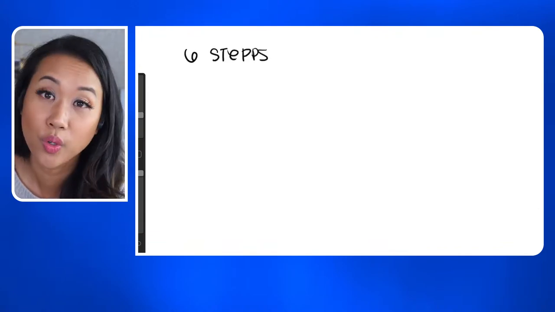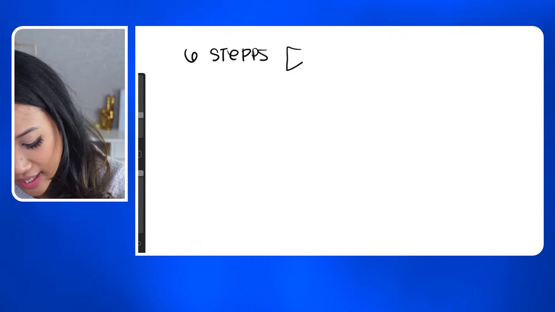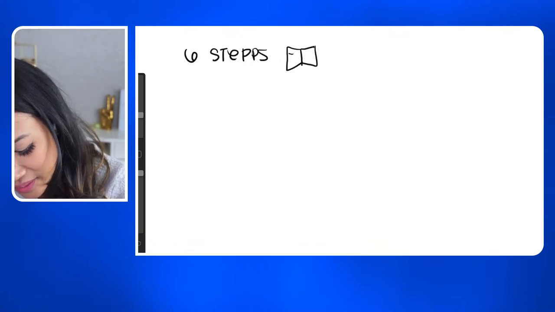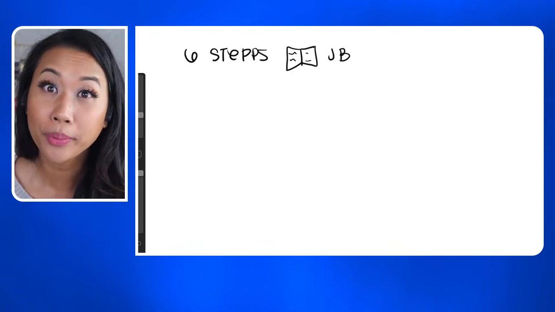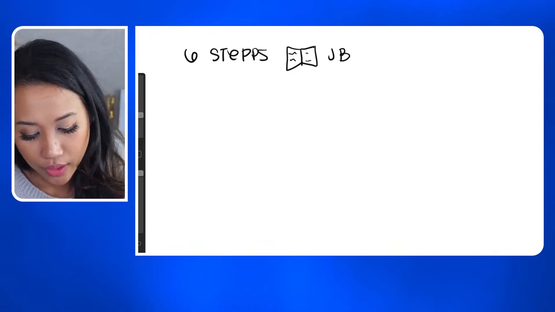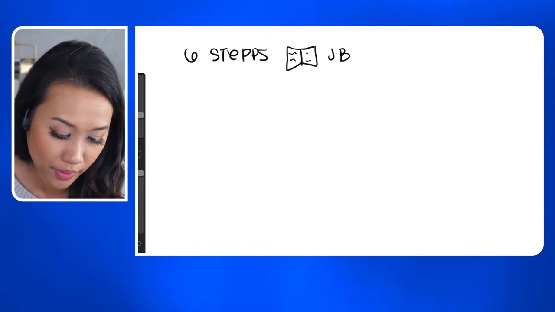6 steps. And you're going to read the book. Let's draw a book. You're going to read the book by Jonah Berger, okay? Jonah Berger. And then what you're going to do is you're going to create your content pillars, right?